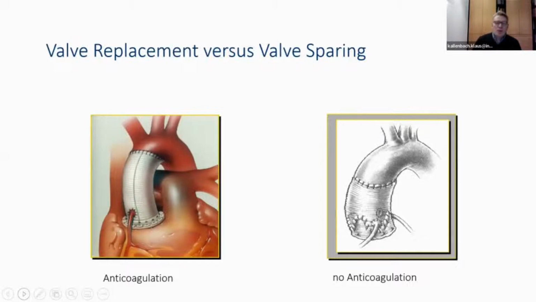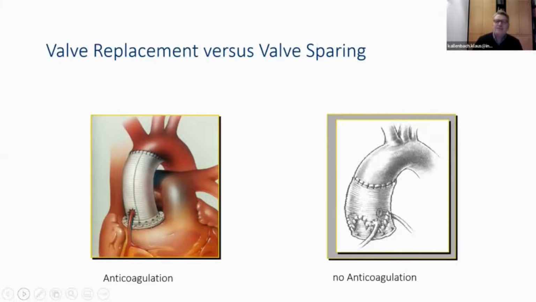So if we compare both techniques, already 10 years ago, everybody, especially in America, was thinking we should do a Bentall operation, but we need anticoagulation. Here in the valve sparing procedure, the David procedure, we do not need any anticoagulation. And if you consider that most of the patients who get operated are in their third life decade, they have to live for the rest of their life, let's say another 50 years, with anticoagulation. And this is not that easy.